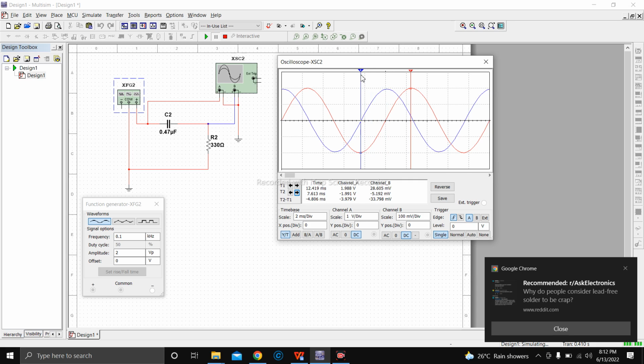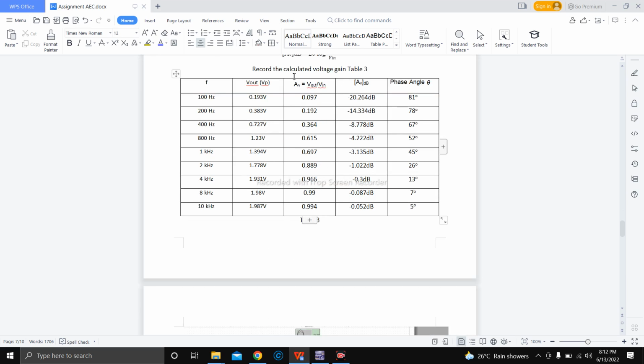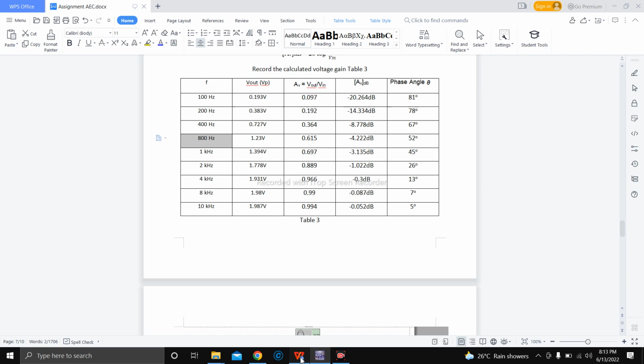And then moving on to the phase difference measurement. Here we can see that we got the time, which is 2.355 milliseconds. Then to find the phase angle, we need to calculate the period for the 100 Hz frequency. The time difference is divided by the period, which is 10 milliseconds, and then multiplied by 360 degrees, and we get the phase angle, which is 81 degrees.